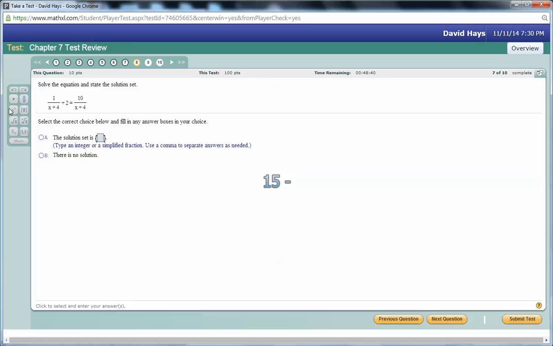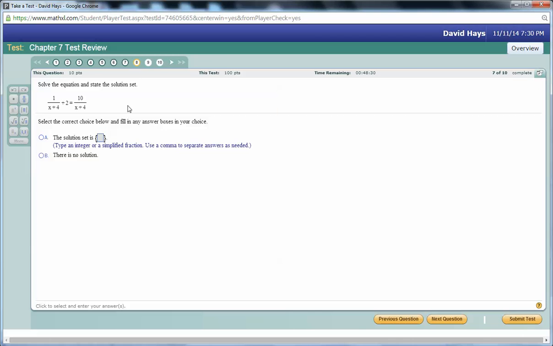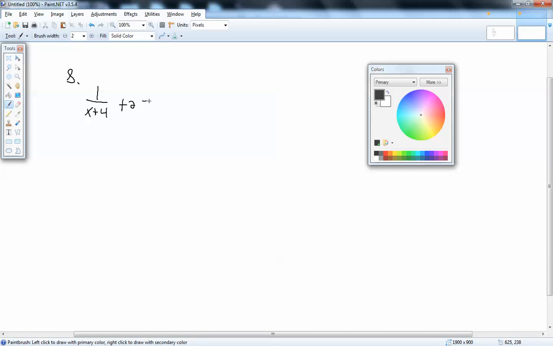What is this? Number 8? Okay. We got 1 over x plus 4 plus 2 equals 10 over x plus 4. Okay, this is a rational equation.